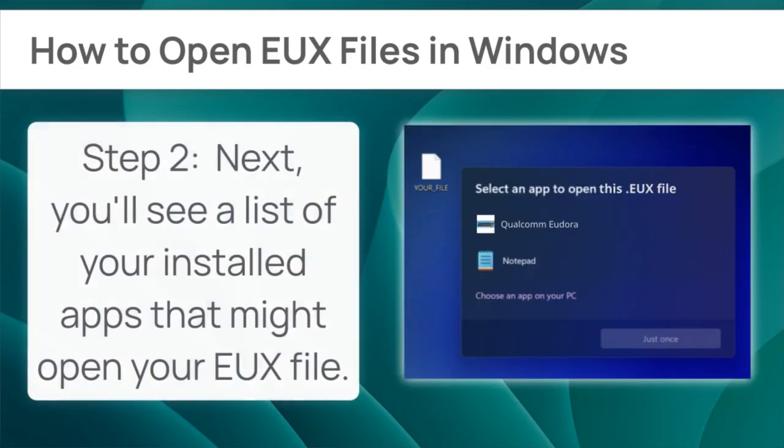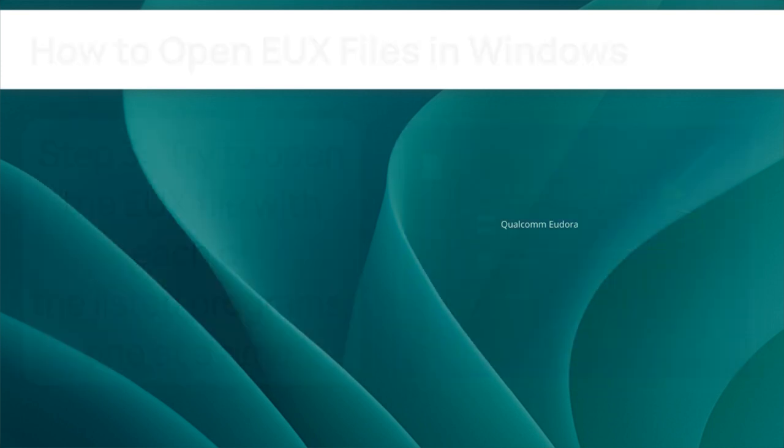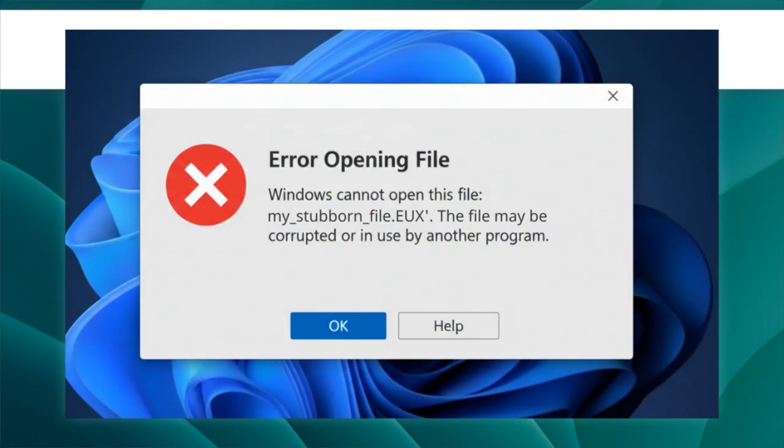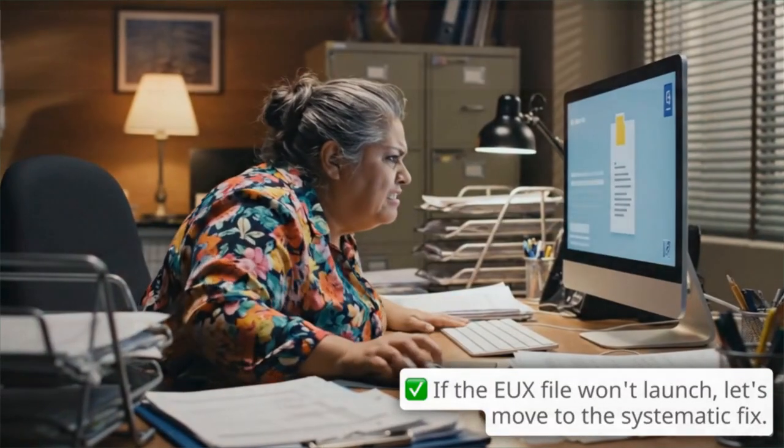Right-click the EUX file and select Open With. Test Qualcomm Eudora if it appears. If not, choose another program. Different software handles the EUX format uniquely. Let's quickly diagnose the core issue. Before we implement the universal tool, here are the technical causes that lead to this persistent EUX problem.